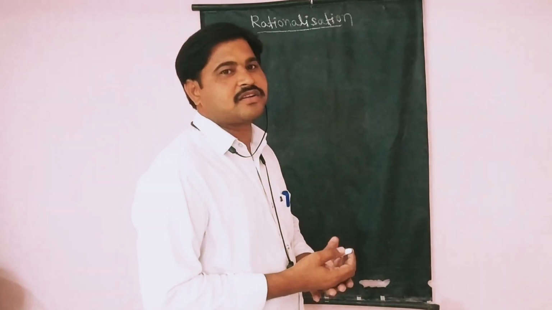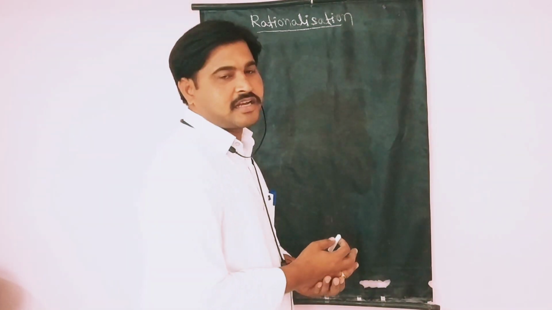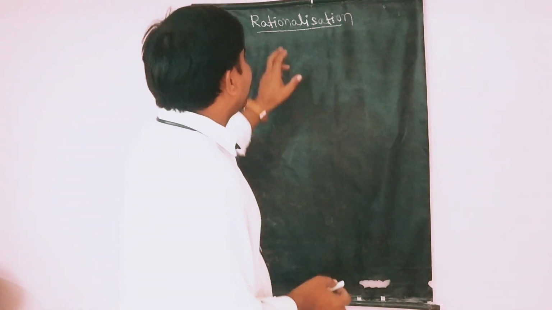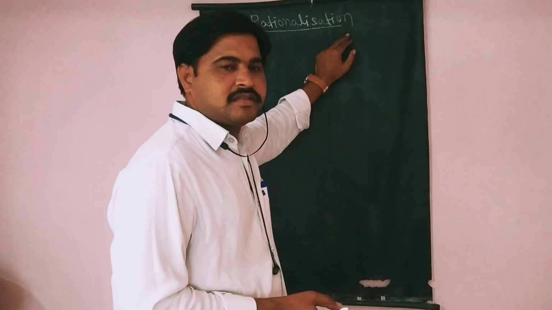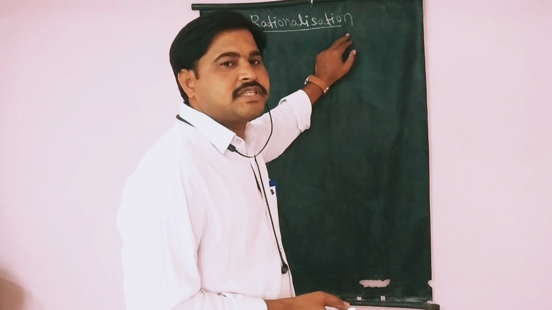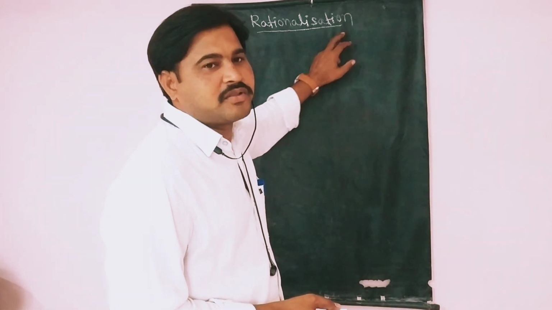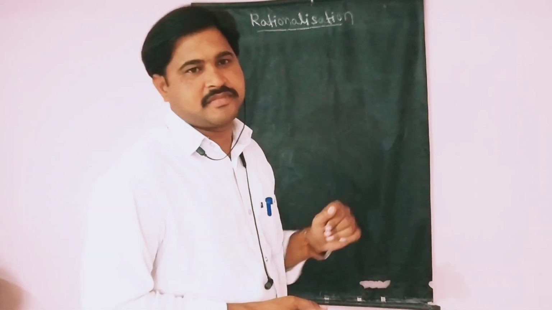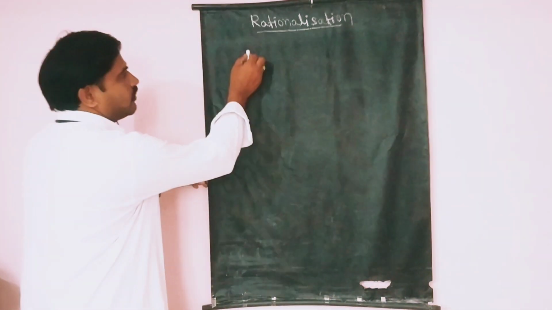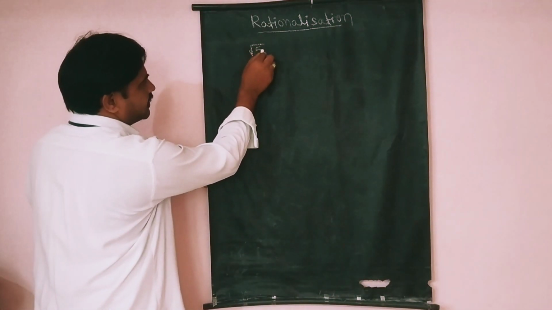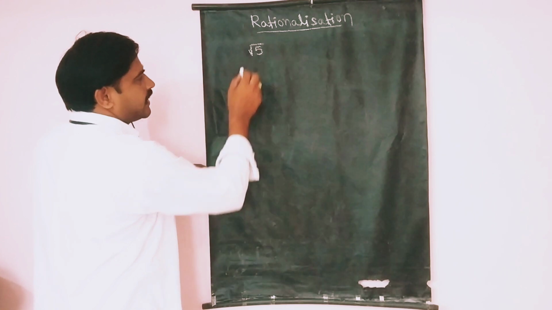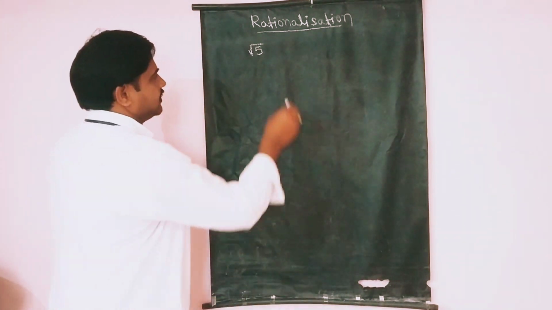Dear students, we have to learn about rationalization. Rationalization means the process of converting an irrational number to a rational number. For example, root 5 is an irrational number. I am converting root 5 into a rational number.